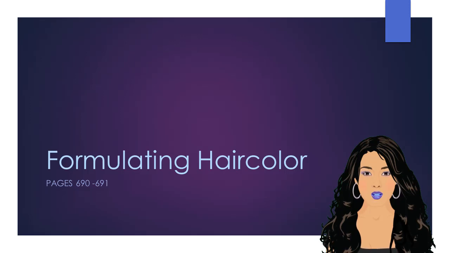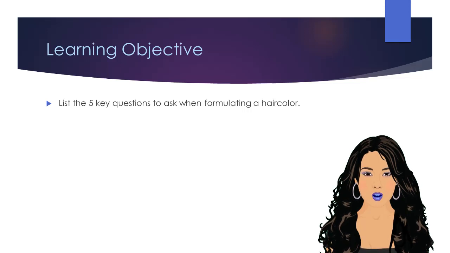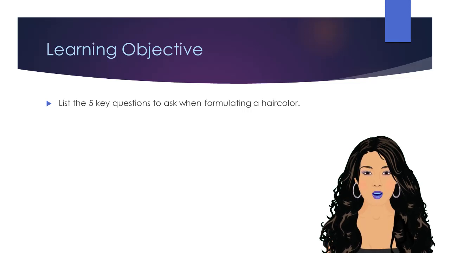Hair color formulation is another important aspect of creating successful hair color. We will focus this lesson on pages 690 and 691. Our learning objective will be to list the 5 key questions to ask when formulating a hair color.